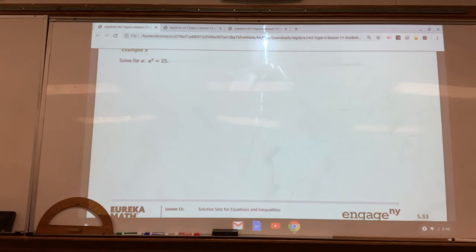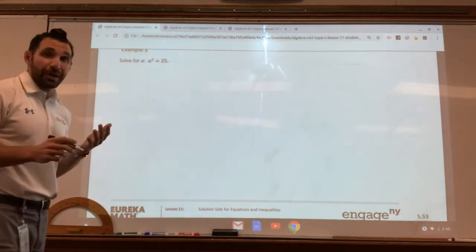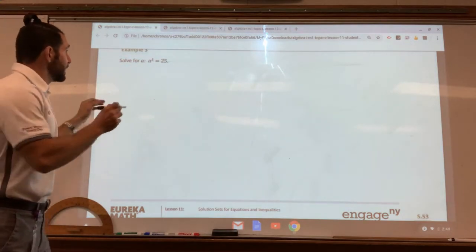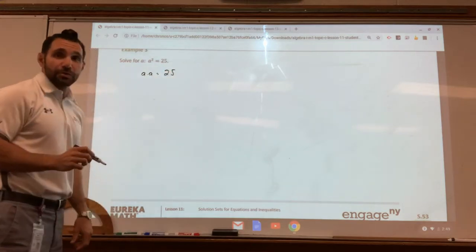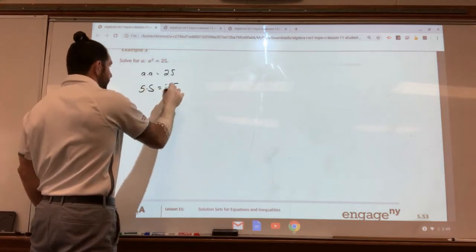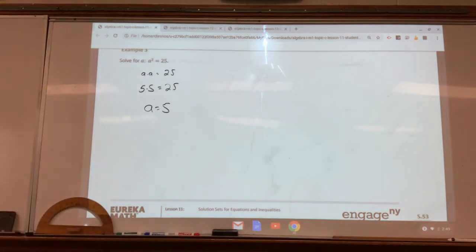A squared equals 25. Now, I personally know how to solve this. You might too, but let's think about some numbers. Squared means the number times itself. So a times a is really what this is saying, equals 25. What times what equals 25? Well, you should all be shouting behind your computer that 5 times 5 equals 25, and you can tell me a equals 5. And I'm going to say, yes.